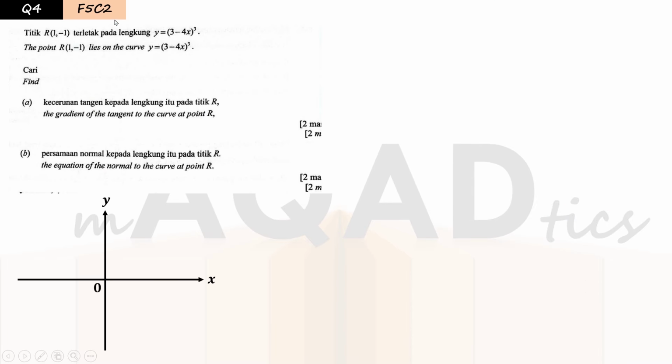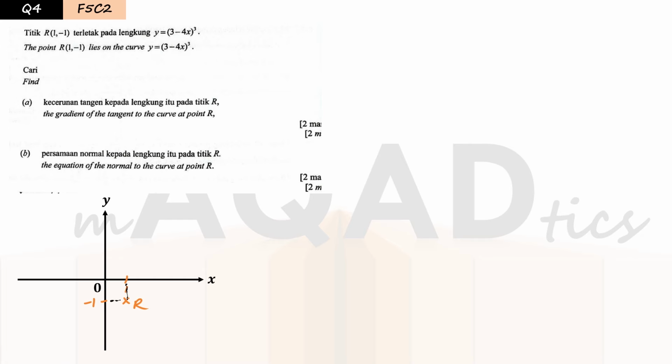Question 4 focuses on differentiation, and here we are given a point R which lies on this curve. Since this question didn't give us a diagram or a graph, why don't we draw that graph ourselves to understand the question better. Of course, we don't need to draw it very exactly, just a rough idea of how the graph looks. Let's start by plotting the point R. The x coordinate is 1 and the y coordinate is negative 1. So the point R would be somewhere here.